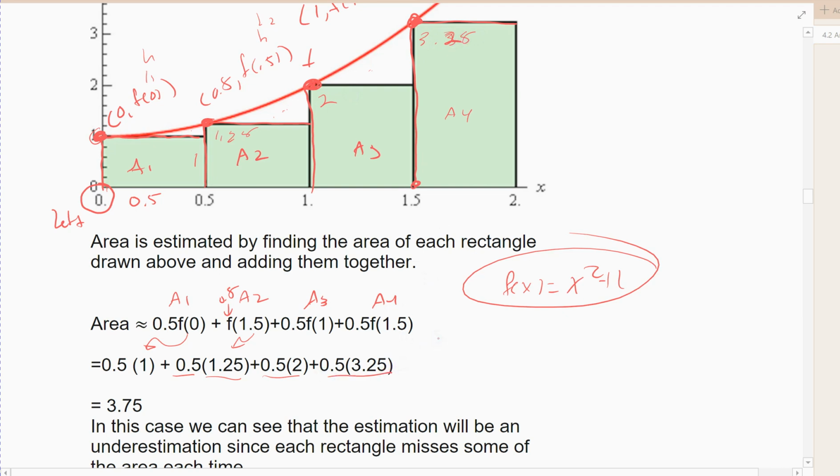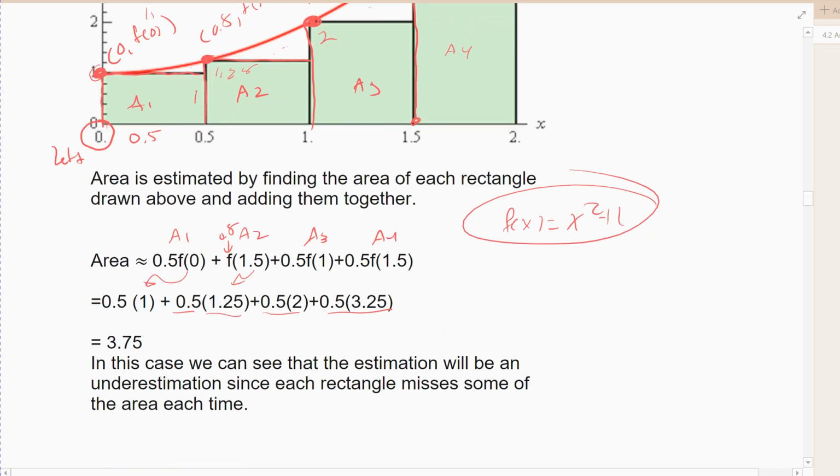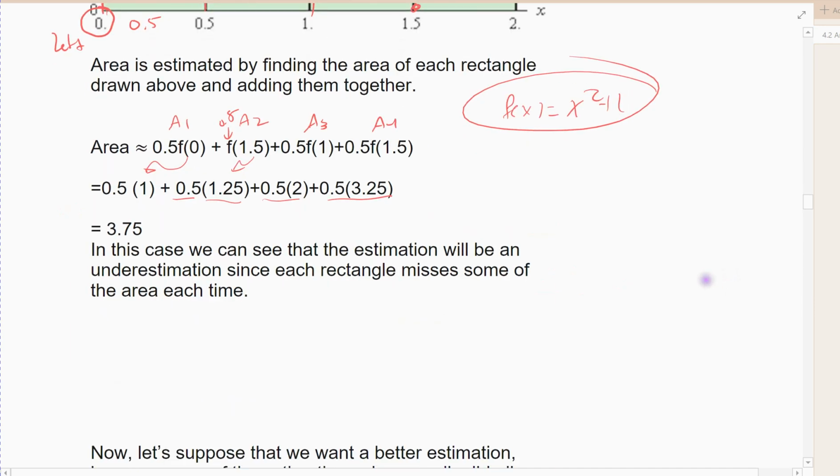Alright, and so there's the 4 areas. And so I multiply those out and add them up. And when I add them up, it comes out to 3.75. So in this case, the estimate's a low estimate, an underestimate. I know my area is about 3.75, but I know it's bigger.